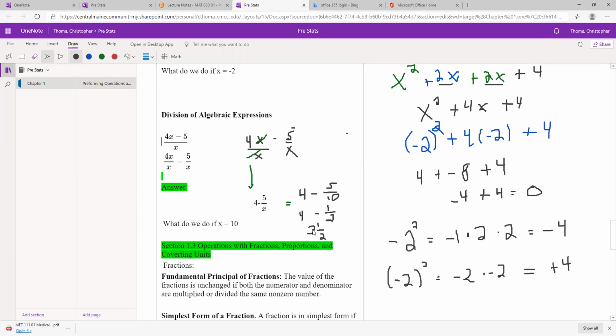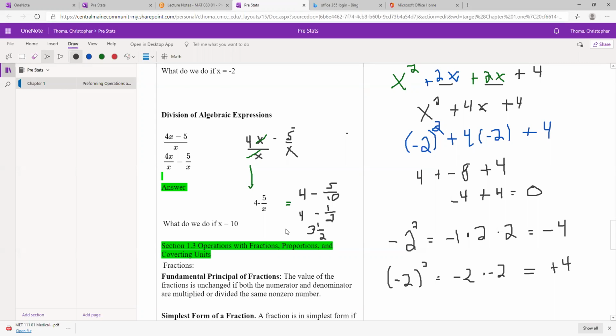So if I know what x is, I can actually solve the problem. If I don't know what x is, there's nothing I can do. And this is a perfect problem because it takes us into the last section that I want to talk about today, which is operations with fractions, proportions, and converting units.